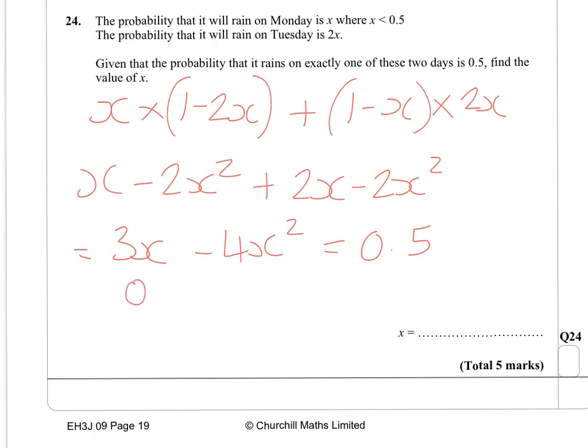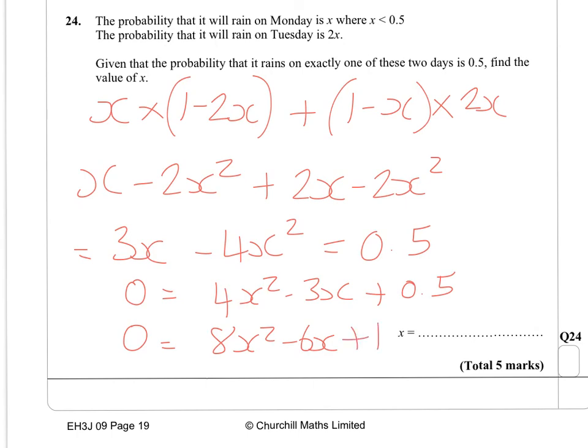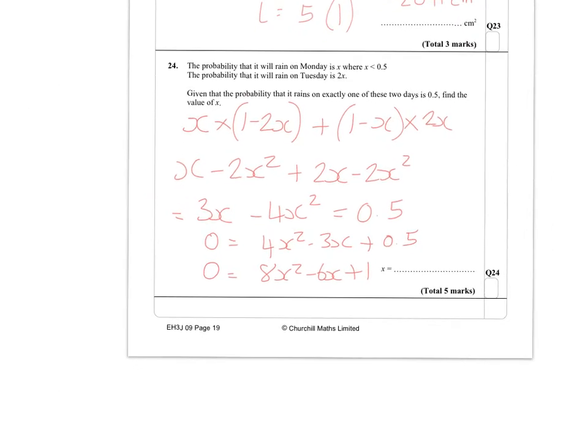So 0 is 4x squared minus 3x plus 0.5. If I multiply everything by 2, it gets rid of the half. So it equals 8x squared minus 6x plus 1, because I can then factorise.